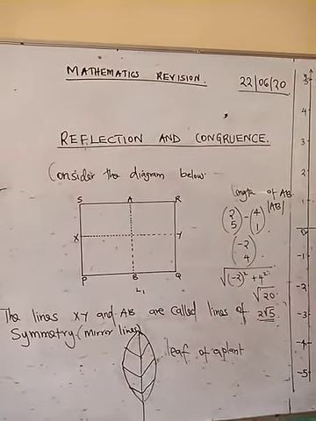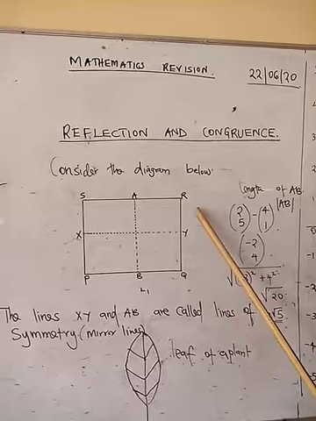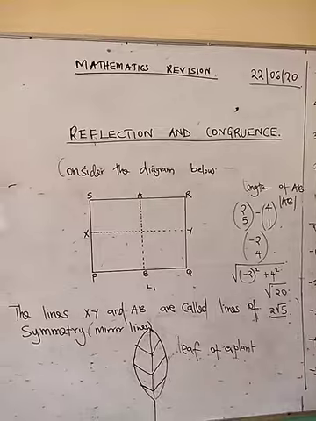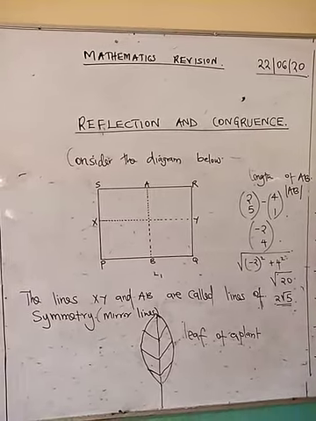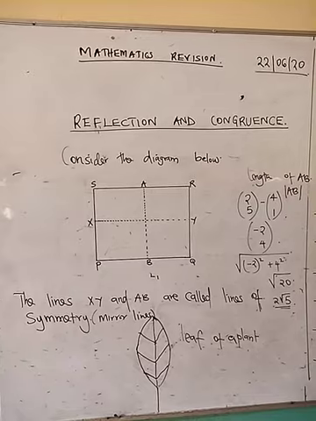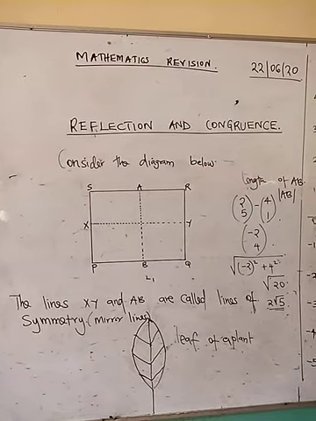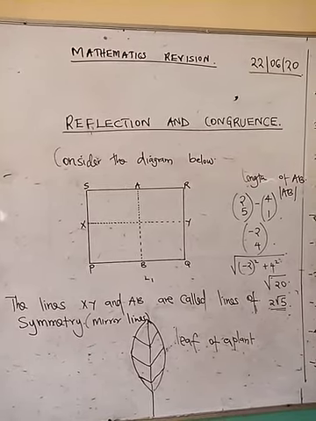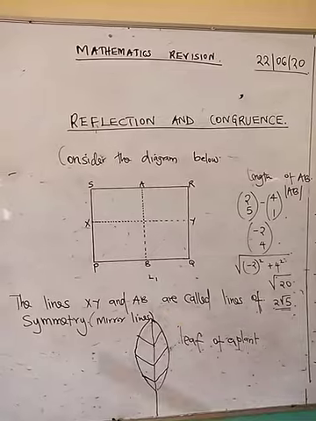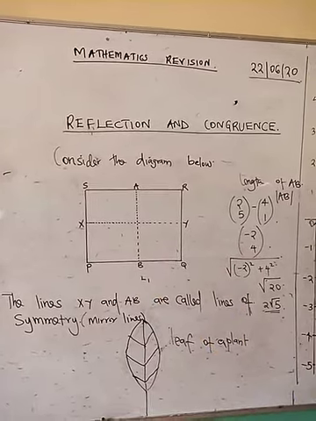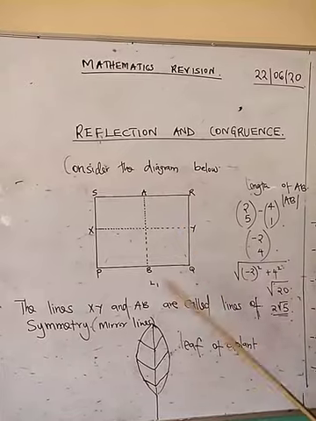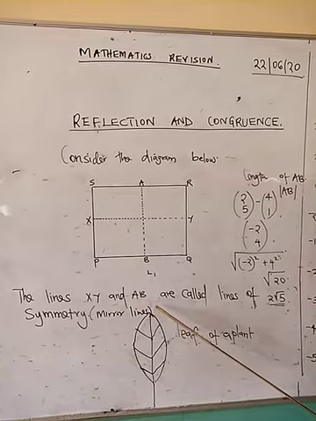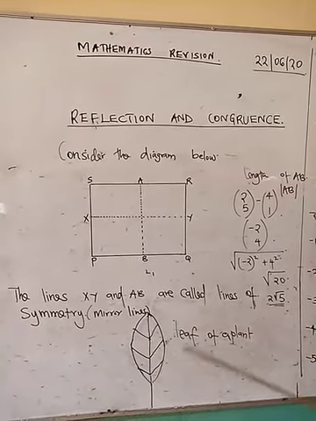In the diagram below, PQRS is a rectangle. In that rectangle, there are two lines, the line XY and the line AB. The lines XY and AB are called lines of symmetry.